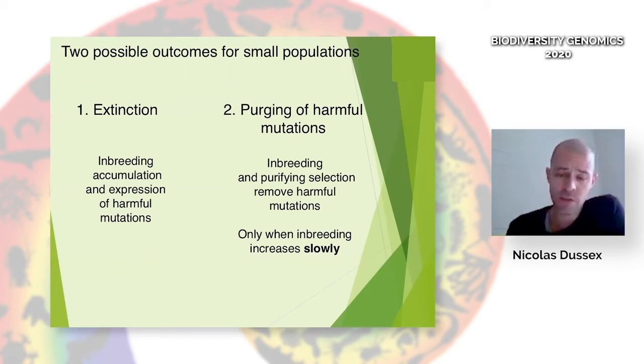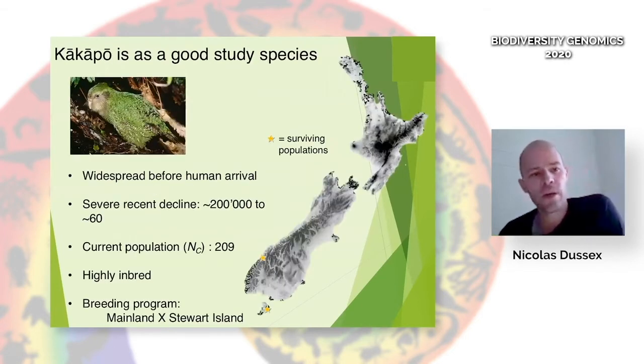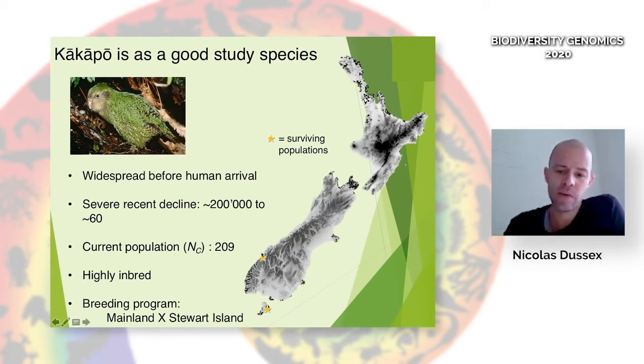So to test these two competing hypotheses, we studied the kakapo, which is a species endemic to New Zealand, a flightless parrot, a bird that used to be widespread before human arrival. But by the 1980s, there were 50 to 60 birds left. There was one male, referred to as Richard Henry, surviving on the mainland, and a population of around 50 to 60 birds on Stewart Island. This male was used in the breeding program, and today the population of around 200 birds is managed on offshore islands. And we know also that these birds are highly inbred.